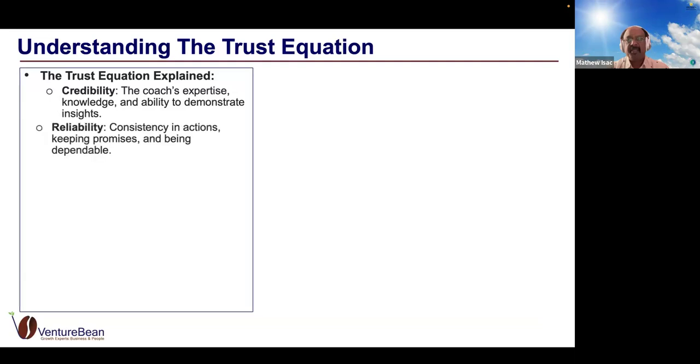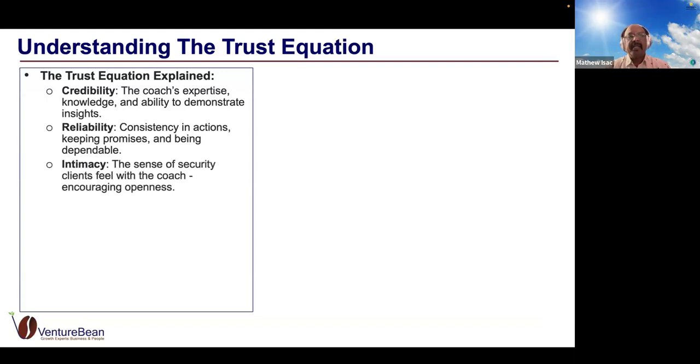Okay, it's the experience coming into play. Reliability is being consistent in our actions, walking the talk, dependability, basically. Okay. And intimacy is about sense of security. Okay. You're not judging the client, you're encouraging openness, sharing. The coachee or the client can be vulnerable without being judged.